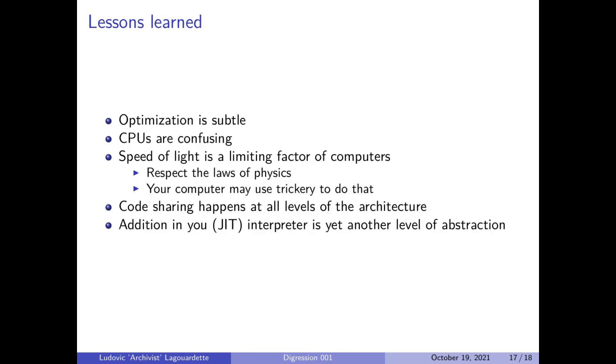So what have we seen today? We have learned that optimization is subtle. CPUs are very confusing. They have a lot of tiny mechanisms that are made so that they respect the laws of physics. And your programming language should respect the laws of physics. And your computer may use trickery to actually do that, like levels of cache and stuff like that. So code sharing happens at all levels of the architecture. LEA shares code with addition in your CPU in hardware.